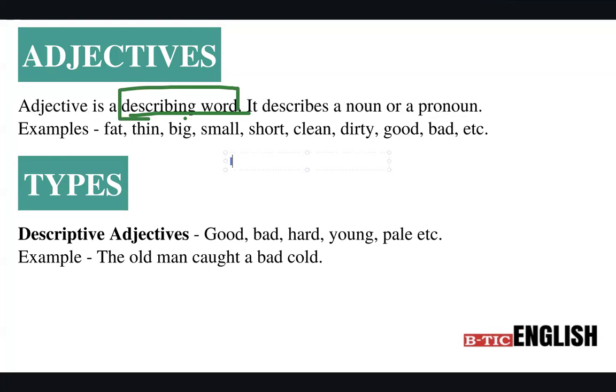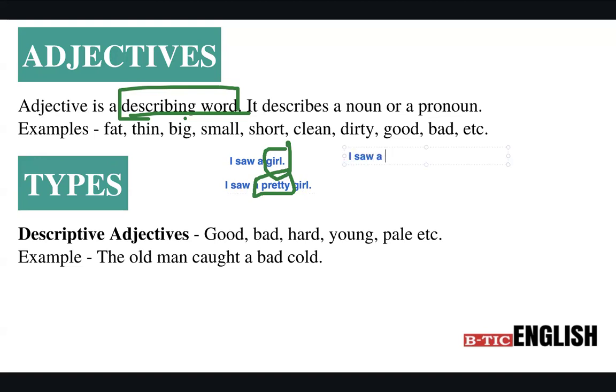For an example, say, I saw a girl. Now, when I say I saw a girl, it's difficult for you to imagine a girl because I just said I saw a girl. What if I say I saw a pretty girl? Now, this is defining or describing the noun girl. Now it's easy for you to imagine. They are known as adjectives.